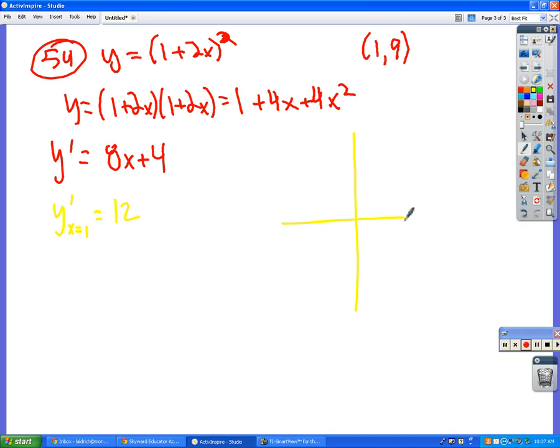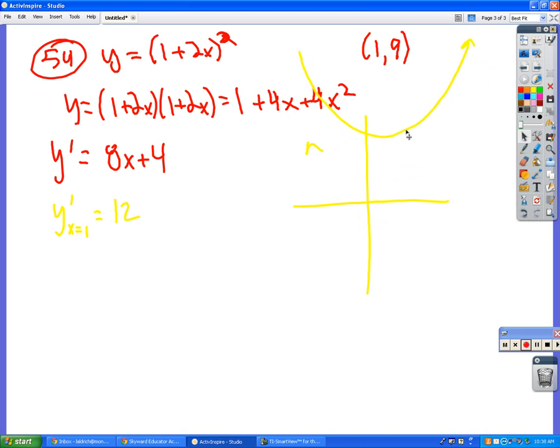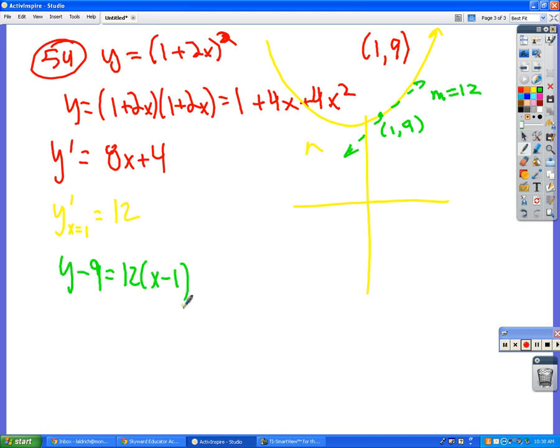And so if this is some sort of a quadratic, let's say it looks like this. And if you look at the point 1, 9, which is on the graph, so that's going to be somewhere, I don't know, up here. What this is saying is the slope of the tangent line at that point, 1, 9, is 12. So now we have to make an equation of that tangent line. We know the point is 1, 9. We know the slope is 12. So y minus 9 equals 12 times x minus 1.